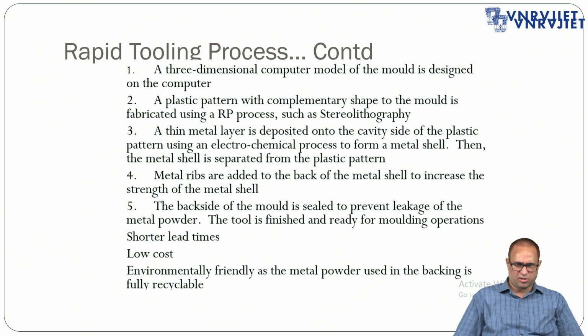So as you can see, in the process of rapid tooling, a three-dimensional computer model of the mold is going to be designed on a computer, and then the second step is that a plastic pattern with complementary shape to the mold is fabricated by using a certain AM process, such as SLA or SLS or any suitable technique. A thin metal layer is deposited on the cavity side of the plastic pattern. We're going to use an electrochemical process to form a metal shell, and metal ribs are added to the back of the metal shell to increase its strength. The back side of the mold is sealed to prevent leakage of the metal powder, and then the tool is finished and ready for molding operations.